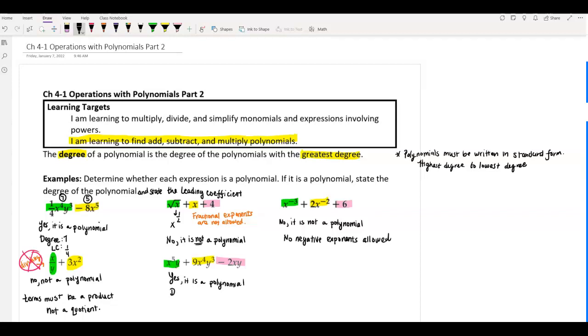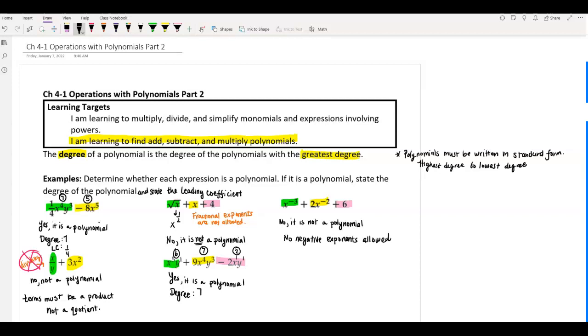What is its degree? Well, here we have a 5, and this y has a 1. We just can't see it. So here we have a degree of 6. Here we have a degree of 4 plus 3 is 7. Then we have a 1 and a 1, which is 2. So that means our degree, the highest, is a 7.